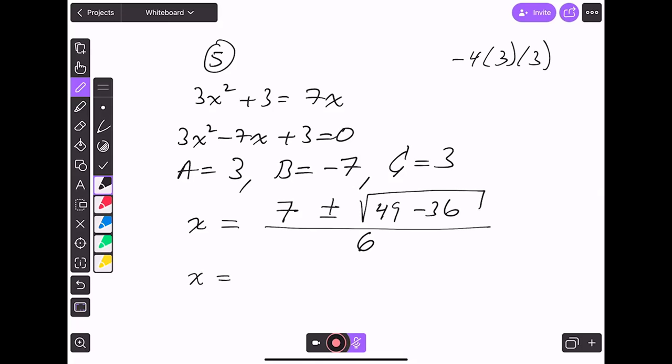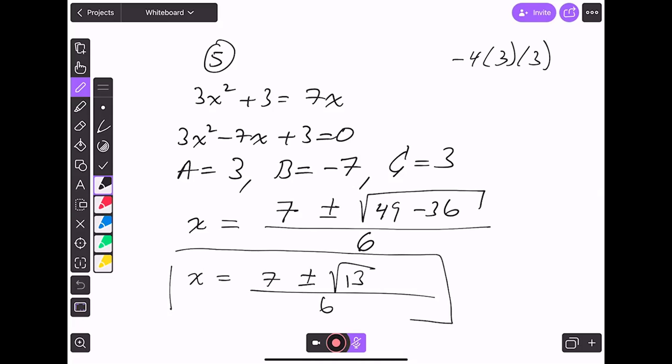X equals 7 plus or minus, well, 49 minus 36 is 13. There's not much I can do about that because I don't know the square root of 13, and there's no violations. So we'll look at the answer key, make sure you're staring at that. Now let's go to number 6.